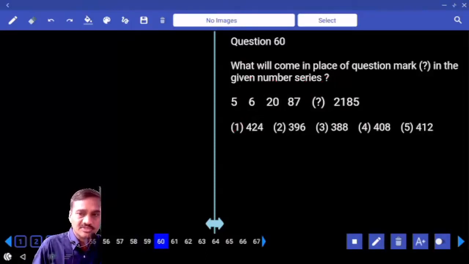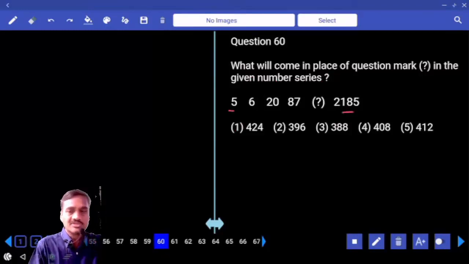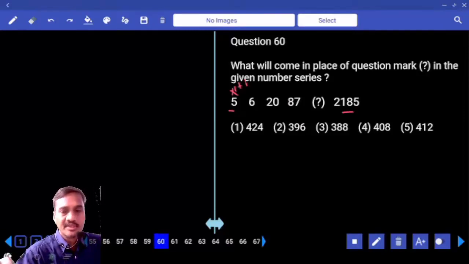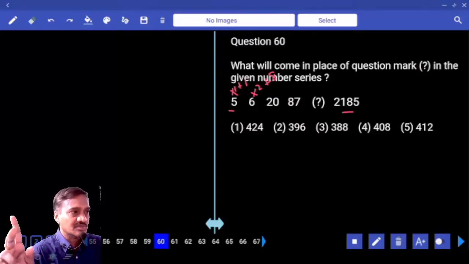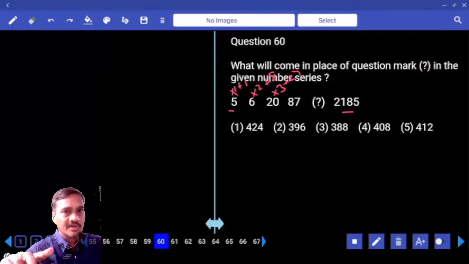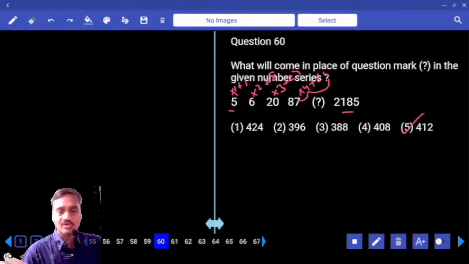Then coming to question number 60. 5, 6, 20, 87, 5 though starting at 2185. The numbers are increasing at a very fast rate. Hence it must be product or combination. 5 and 6, into 1 plus 1. And here it is into 2 plus how much? 8. Now 1 and 8, what are those numbers? Cubes. Now into 3 plus 27, 3 cube. Into 1 plus 1 cube, into 2 plus 2 cube, into 3 plus 3 cube, and into 4 plus 4 cube. 7 into 4, 28 plus 4, 32. Last digit 2 is the only choice.